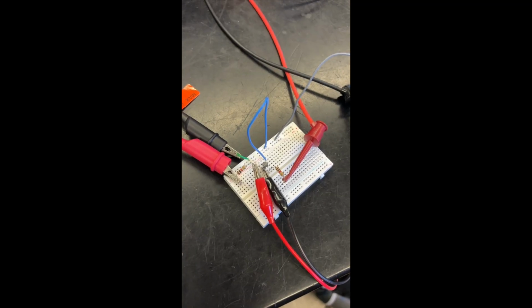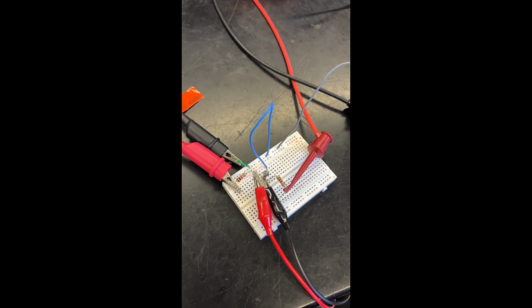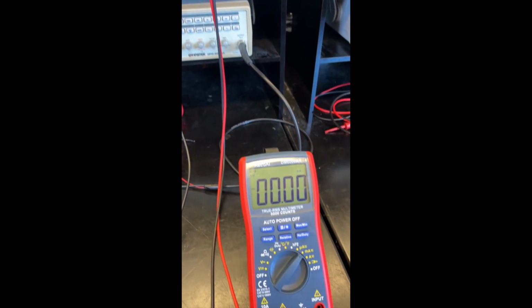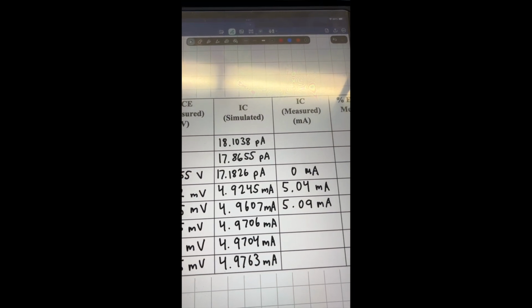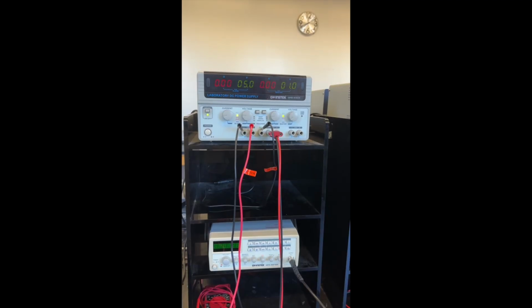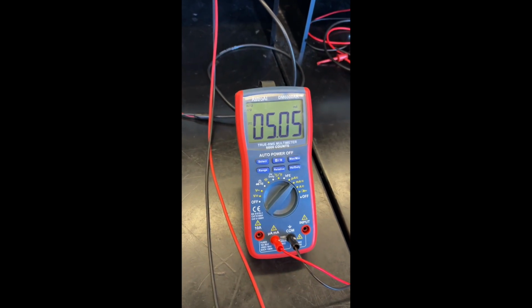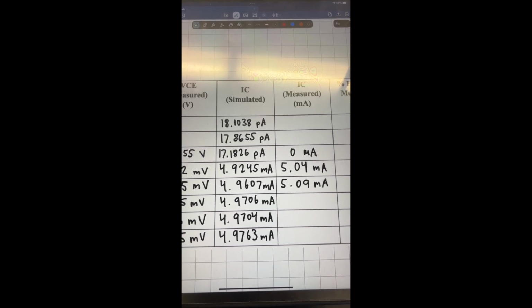All right, now I'm still on exercise 4 and I have the same circuit, but now I'm just measuring the IC, the current out of the collector. So when my VN is 0, I'm getting a reading of 0 microamps. And this is because my simulated value was super small. It was 17 picoamps. Now when the VN is 1 volt, I'm getting a reading of 5.04 milliamps, and my simulated value was 4.92 milliamps.